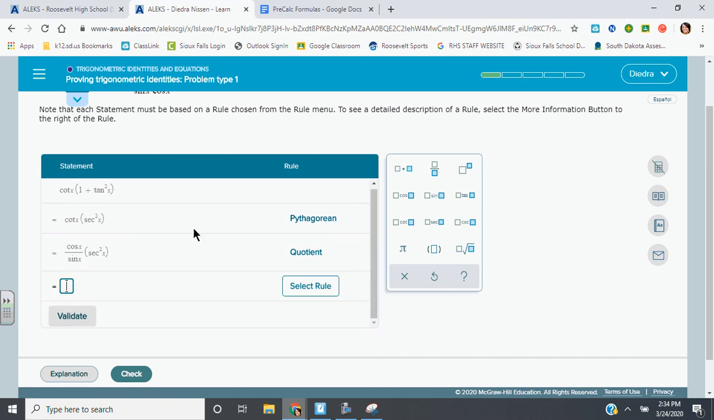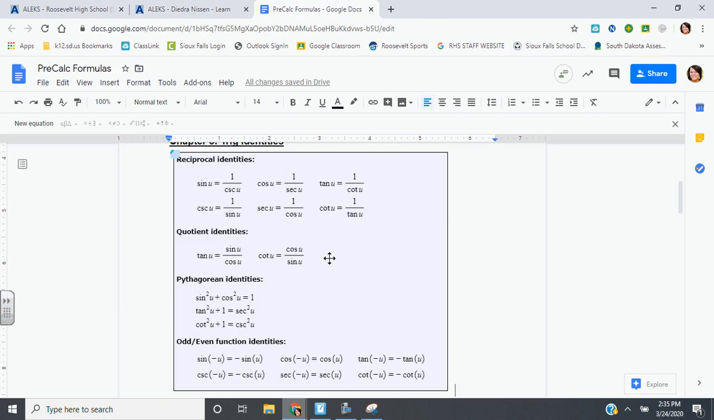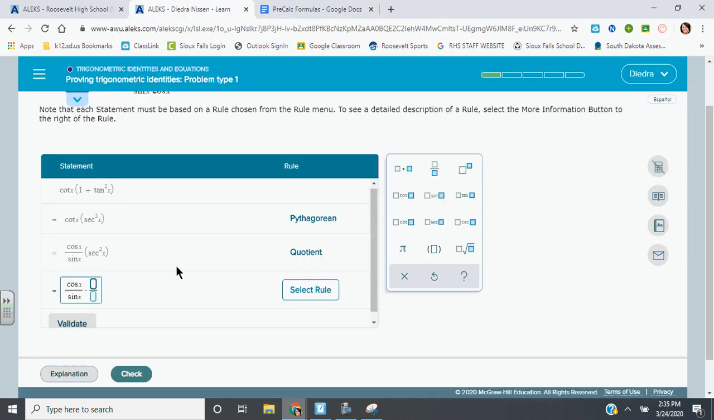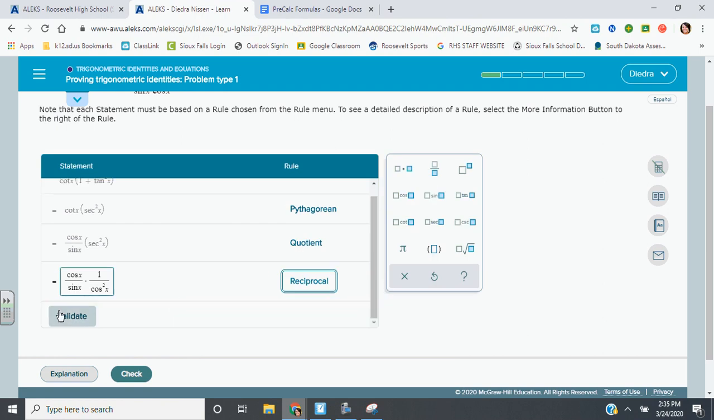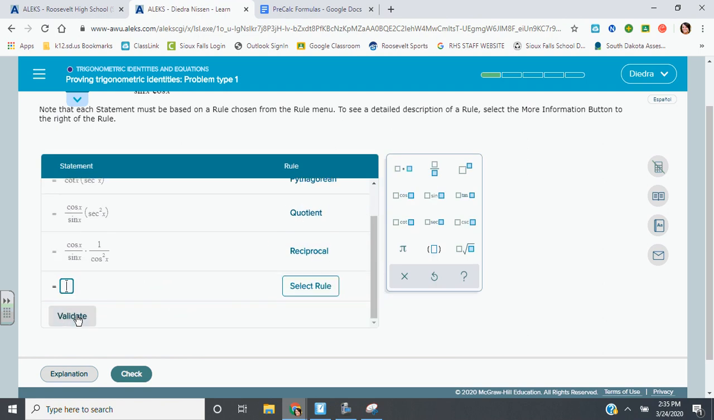Now I've got that cosine of x over sine of x. And again, I think you can keep it in parentheses or you can hit your multiplication. I'm going to hit multiplication. And I've got secant squared of x. Secant is the same as 1 over cosine. And since I've got two of them, it's going to be 1 over cosine squared x. The rule was the reciprocal rule. And hit validate.